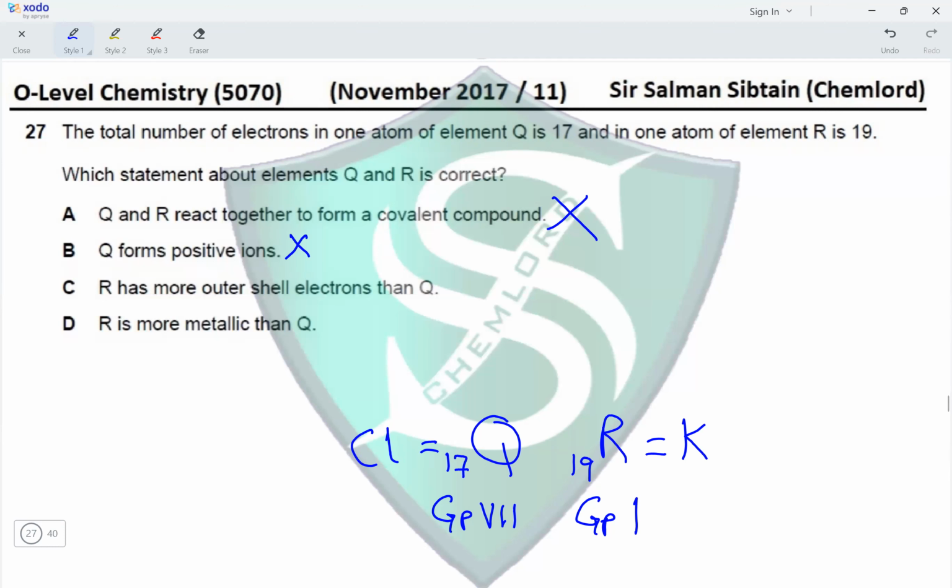R has more outer shell electrons than Q? R has only one outer shell electron, whereas Q has 7 outer shell electrons. R is more metallic than Q? R is potassium. It is a metal. Q is chlorine. It is a non-metal. So R is more metallic than Q. Yes. Also, R is present in group 1. Q is present in group 7. The metallic character decreases along the periodic table as you go from left to right. So this makes option D the correct option for this question.